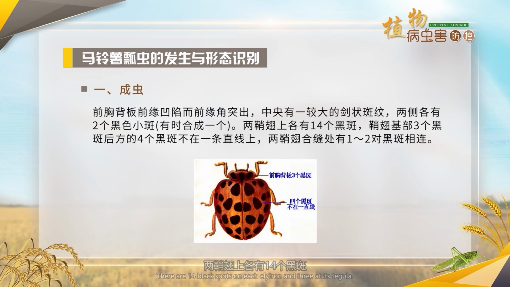There are 14 black spots on each elytron and 3 at its tegula. The 4 black spots at its back are not in a straight line. There are 1 to 2 pairs of black spots connected at the joint of its 2 elytra.